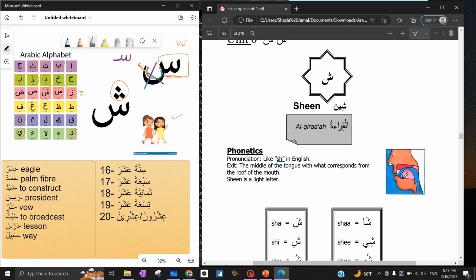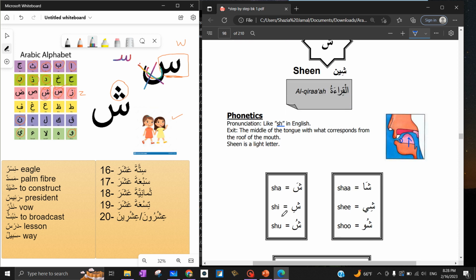But in sheen, the tip of the tongue should remain behind the lower incisors, not necessarily touching it. And the middle of the tongue should be raised, sheen, towards the roof of the mouth a little bit. It doesn't mean you should touch the roof of the mouth, but your tongue in the middle should be raised a little bit. Sheen. This is how we pronounce letter sheen, and it is a light letter.